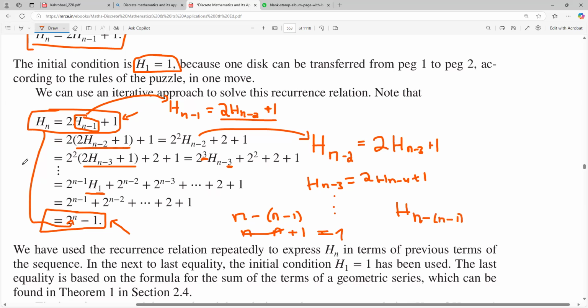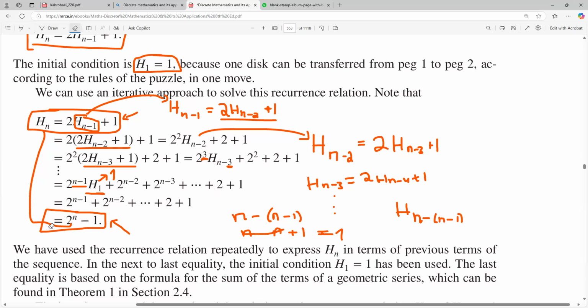Right? And that's why the exponent here is n minus 1. And we know h of 1 is just 1. Okay? So then we don't need to go any deeper. We get 2 to the n minus 1 plus 2 to the n minus 2 plus dot dot dot plus 2 plus 1. Is this geometric? Not geometric. It's one of the series you learn in calculus, and it's basically equal to this.